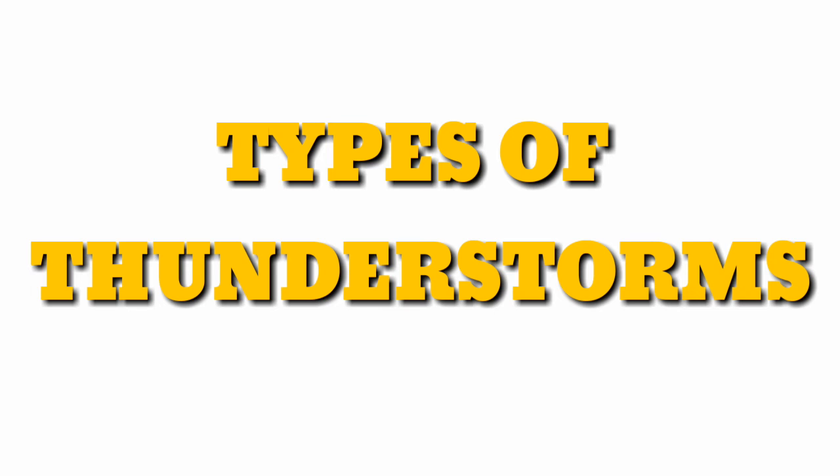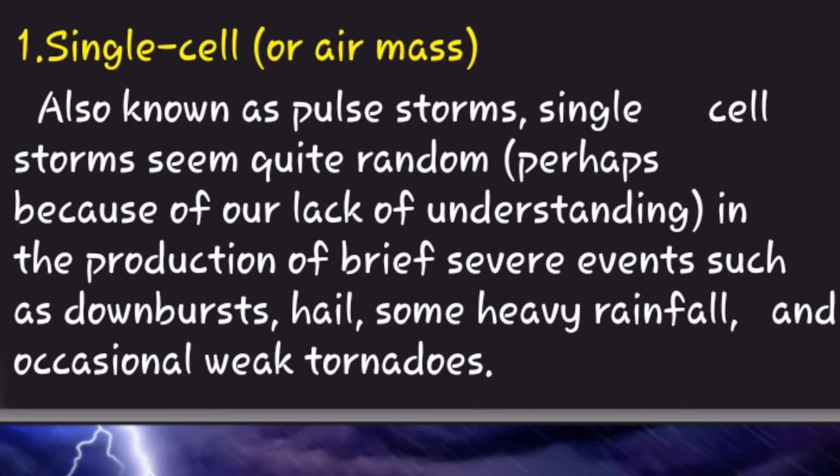The types of thunderstorm. First is the single cell or air mass, also known as pulse storms. Single cell storms seem quite random, perhaps because of our lack of understanding in the production of brief severe events such as downbursts, hail, some heavy rainfall, and occasional weak tornadoes.